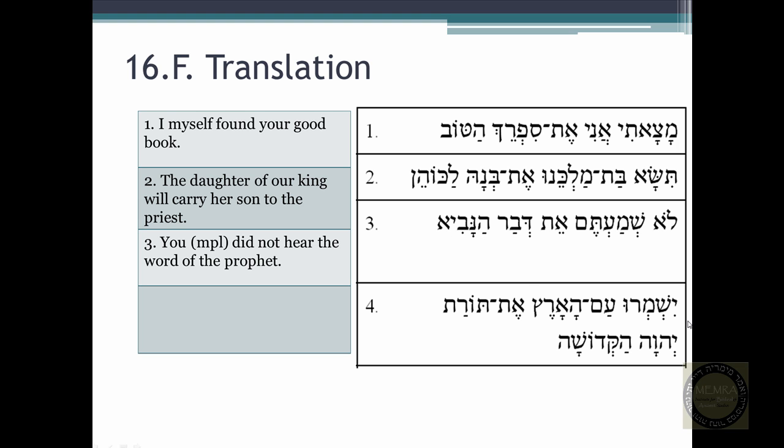Number 4, yishmeru am haaretz et torat Adonai hakodesh, hakedosha. So what do we have here? Here's our verb form. Is there a prefix? Yes. Yod prefix plus the u long, the shurek ending is third masculine plural, and that makes sense with our subject, am haaretz, the people of the land will keep, here's our direct object marker, Torat Adonai, the law of the Lord, but we have here, right here, an adjective, the holy law of the Lord.